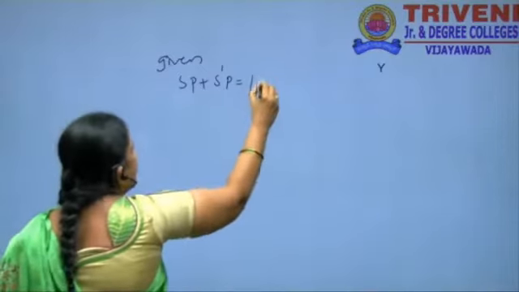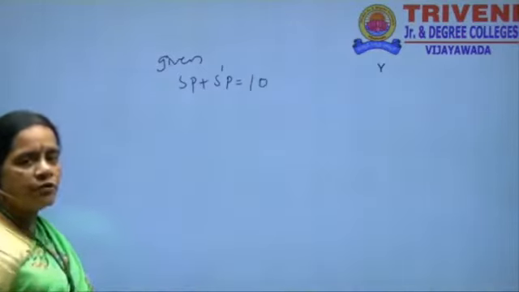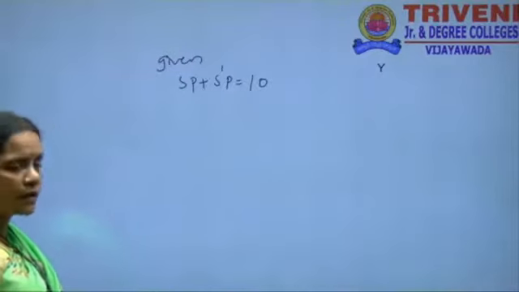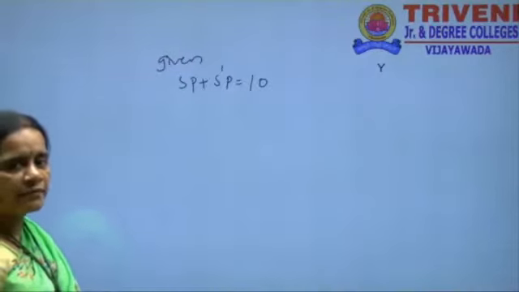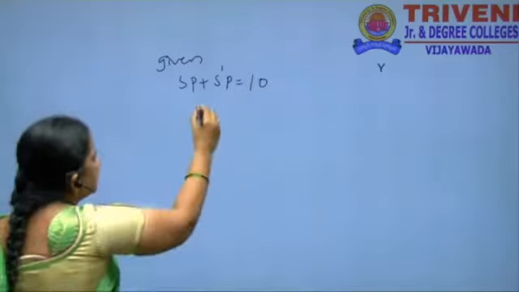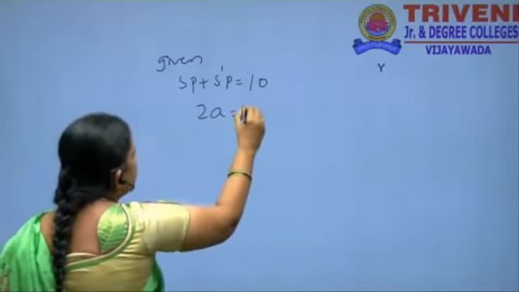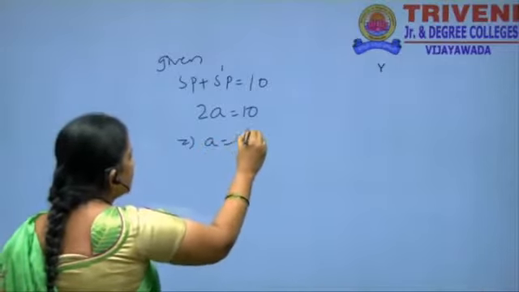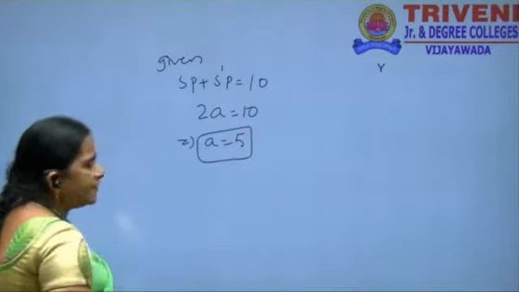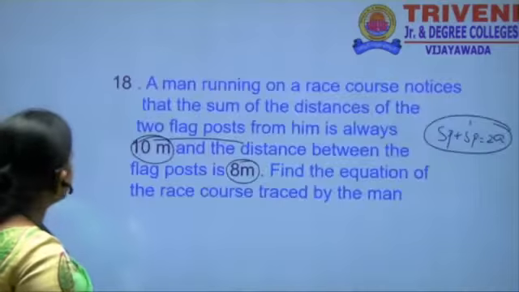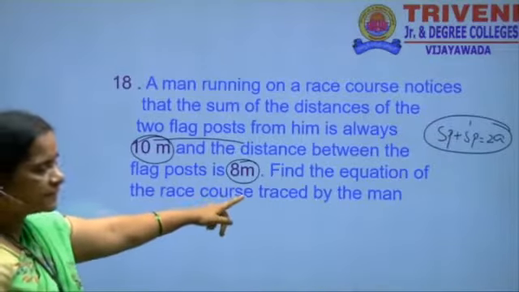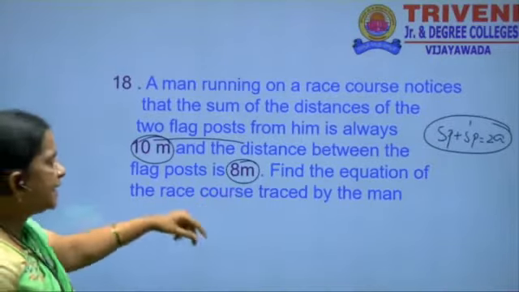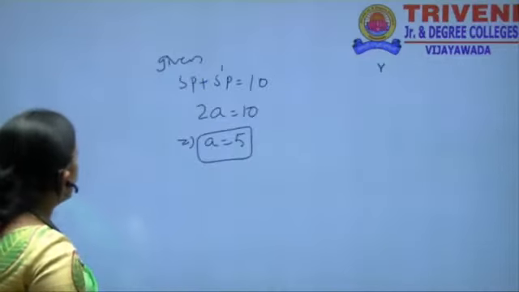That is 10. Already you know the result from before: SP plus S dash P is equal to 2a. That is 10. Here the value of a is 5. And the distance between the flag posts is given as 8 meters. That is 2ae, the distance between the foci.